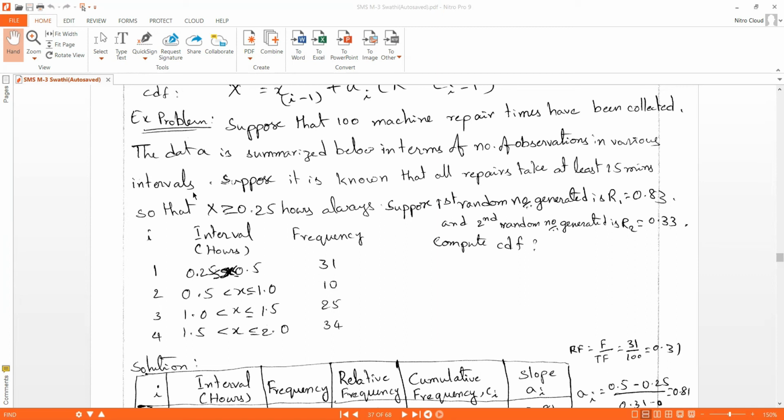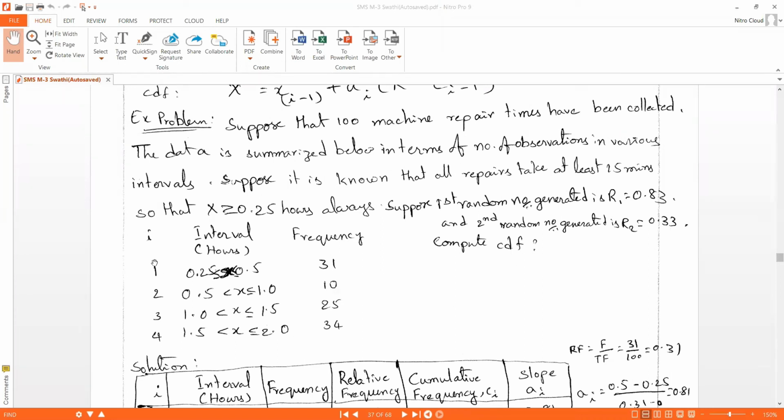Okay, suppose it is known that all repairs take at least 15 minutes, so that x is greater than or equal to 0.25 hours always. Suppose the first random number generated is r1 equal to 0.83, and the second random number generated is r2 equal to 0.33. Compute the CDF.